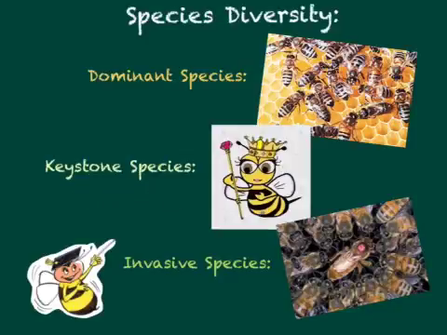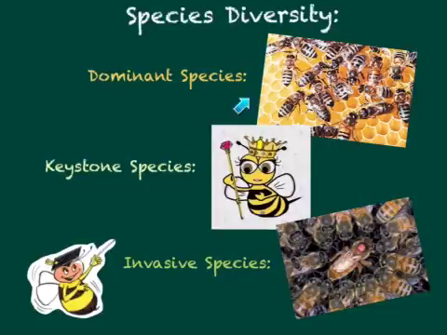Keystone species is one that has a strong influence on the health of a community. If you remove a keystone species, it can result in dramatic changes in other species. An invasive species is an introduced species that displaces native species because it is a better competitor.